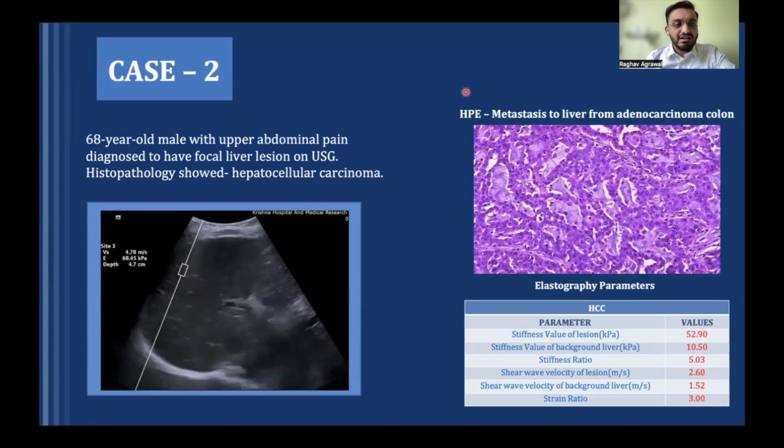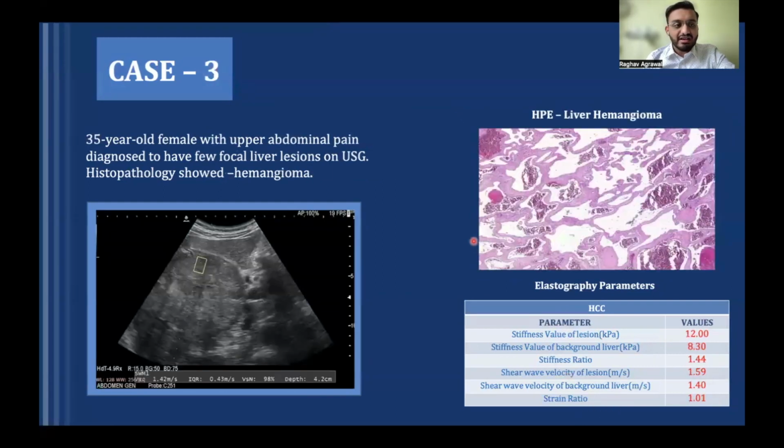Case 2, 68-year-old male with upper abdominal pain diagnosed to have focal liver lesion on ultrasound. Histopathology showed hepatocellular carcinoma. So the elasticity parameters were stiffness value of lesion was 52.9 kilopascal and strain ratio was 3.